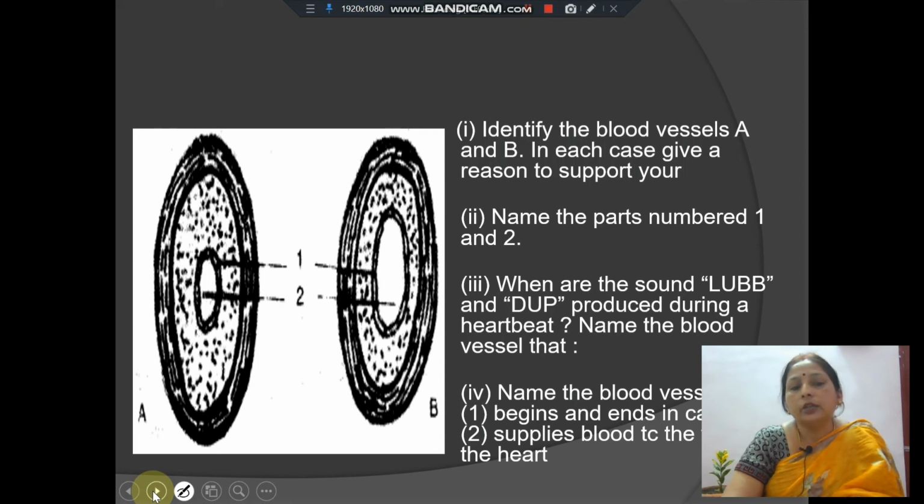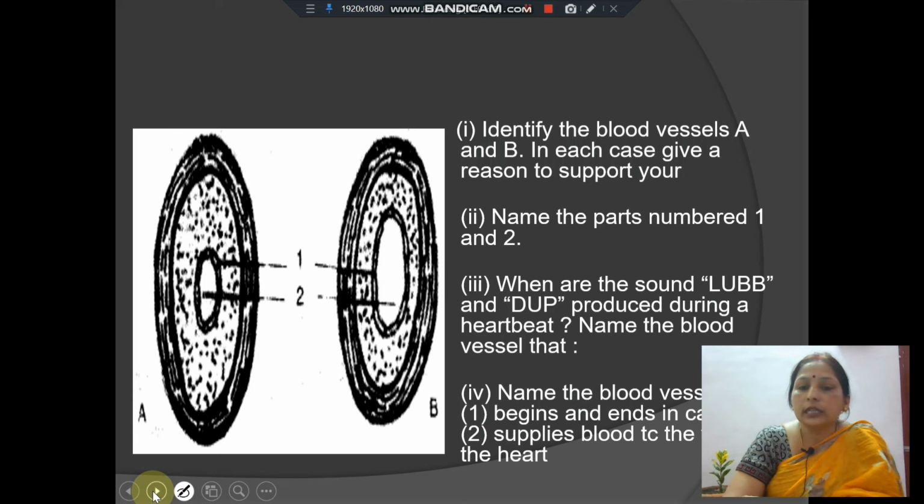In A, the lumen is very narrow and the muscular wall is thicker, so A is an artery and B is a vein, since the lumen of a vein is wider than A. Name the parts numbered 1 and 2. 1 is the innermost layer of the muscle, that is the tunica interna, and 2 is the lumen.